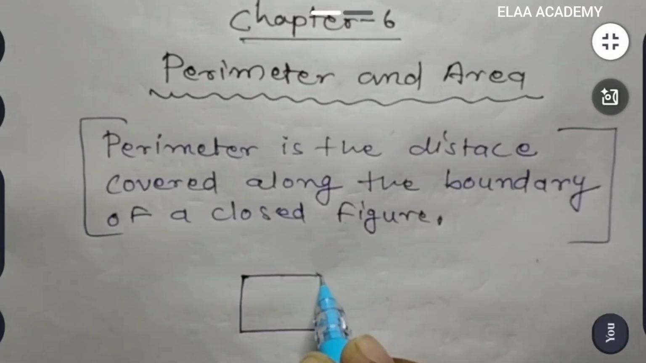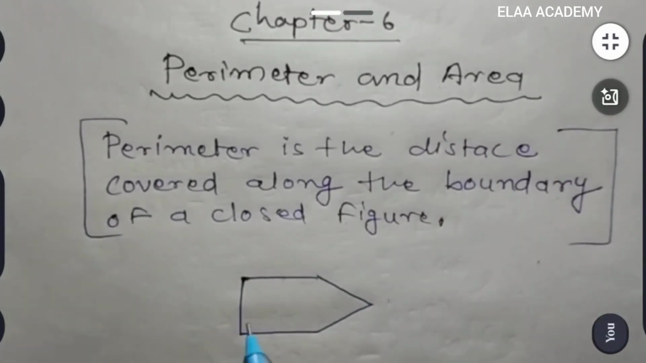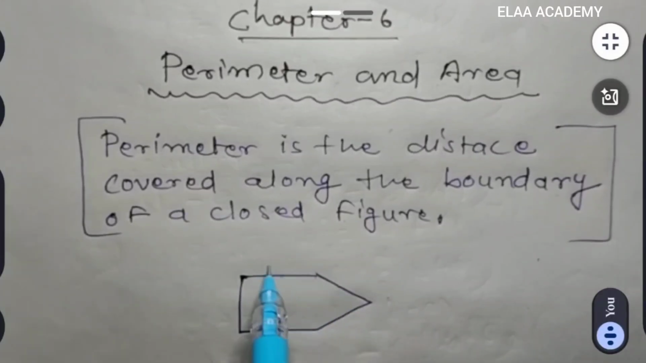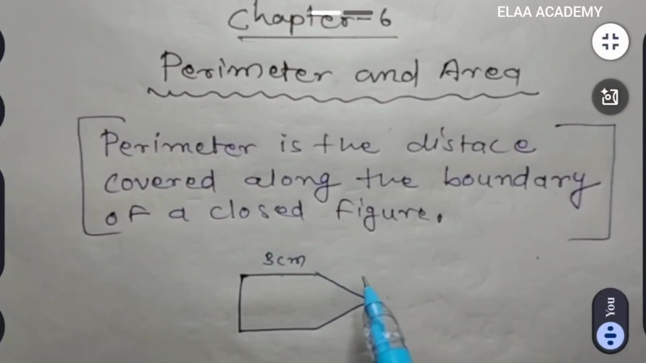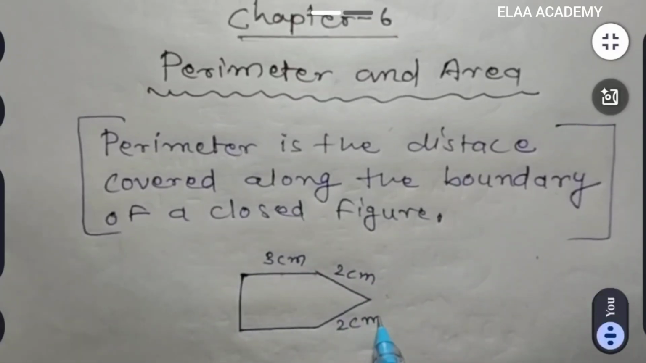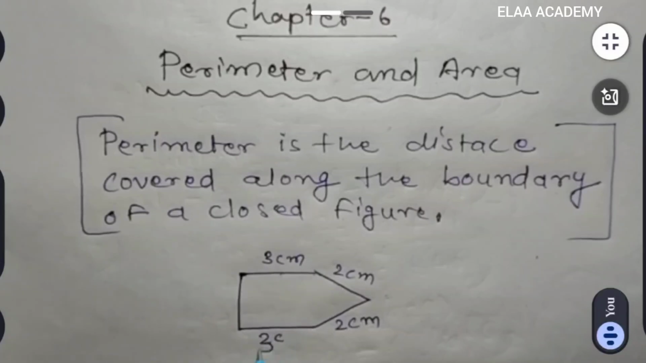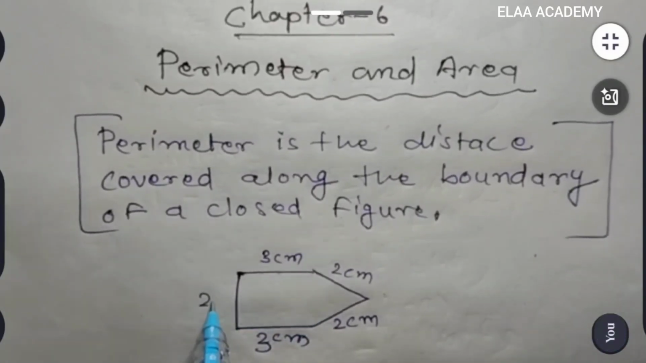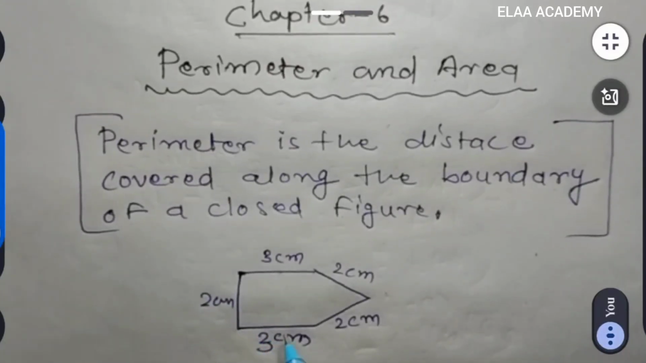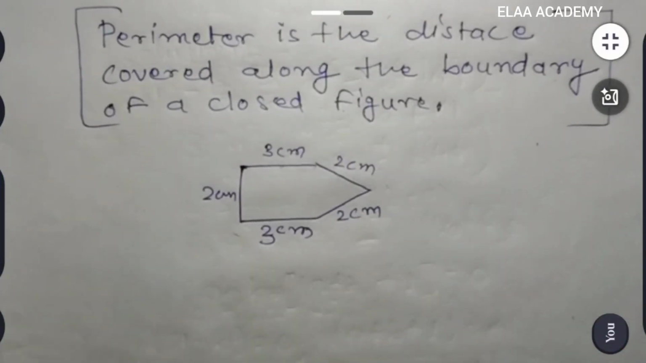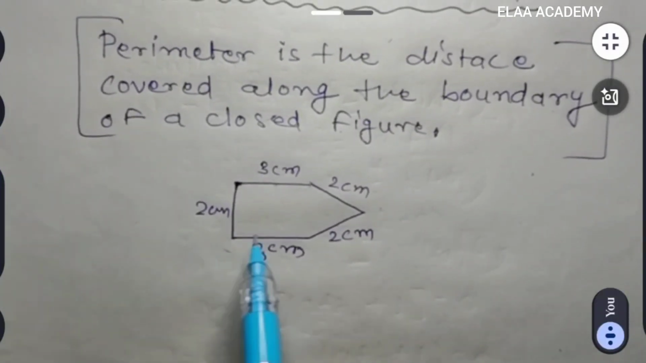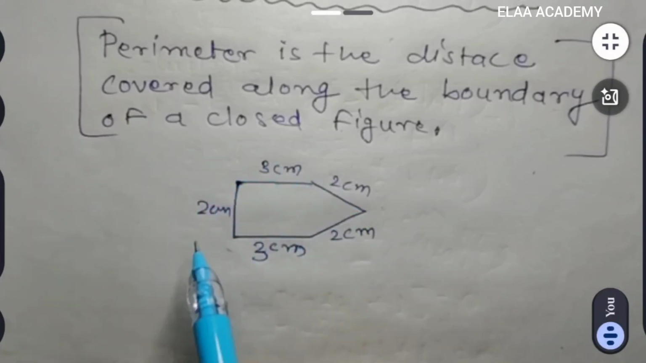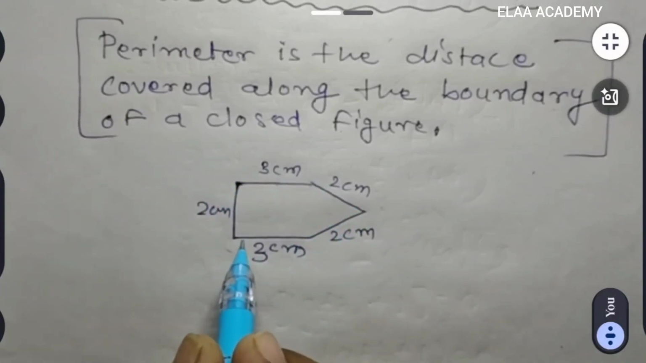Okay, for example we can take the example as if I am having this type of diagram. And the distance of this diagram is, it is 3 centimeter, it is 2 centimeter, it is 2 centimeter, and it is 3 centimeter, and it is 2 centimeter. Okay, so what is the perimeter of this diagram?